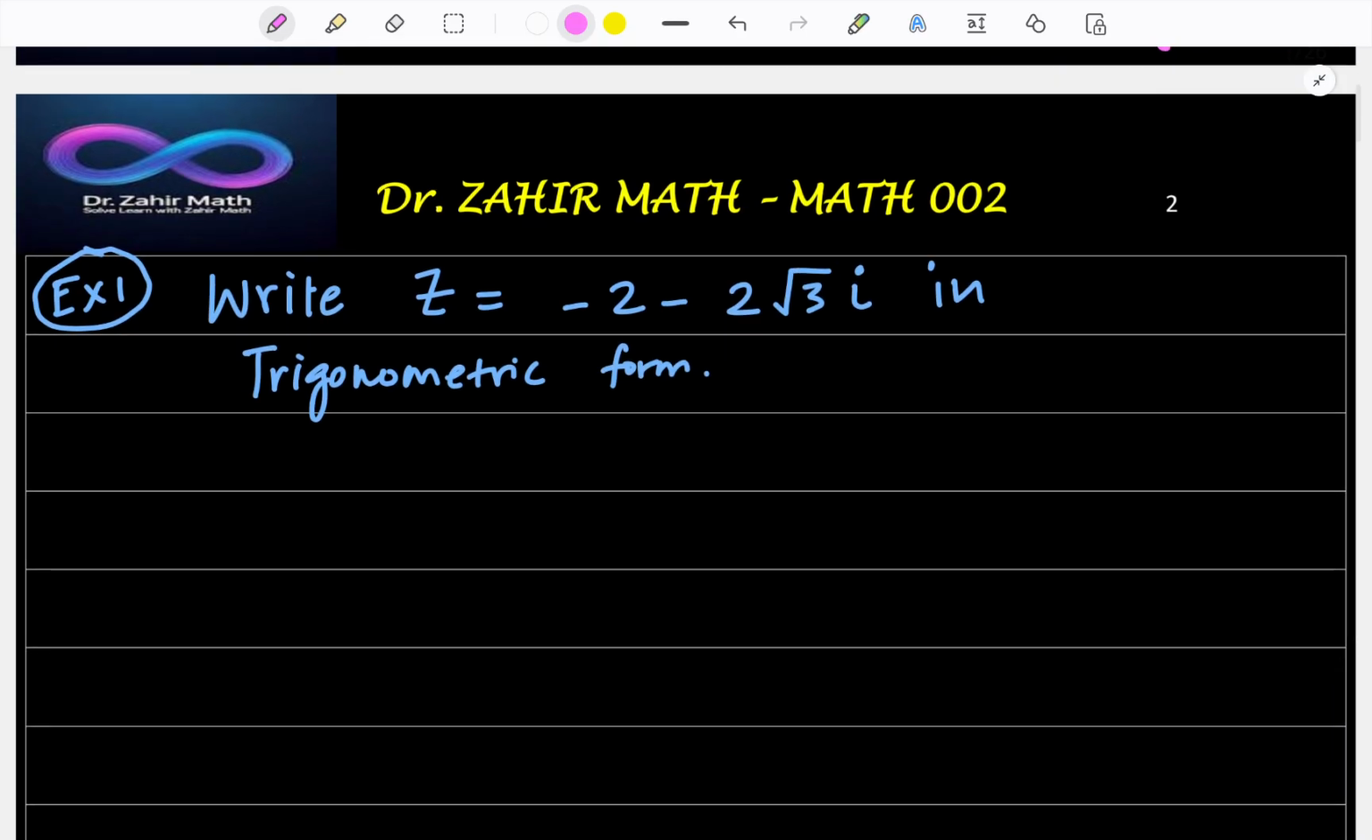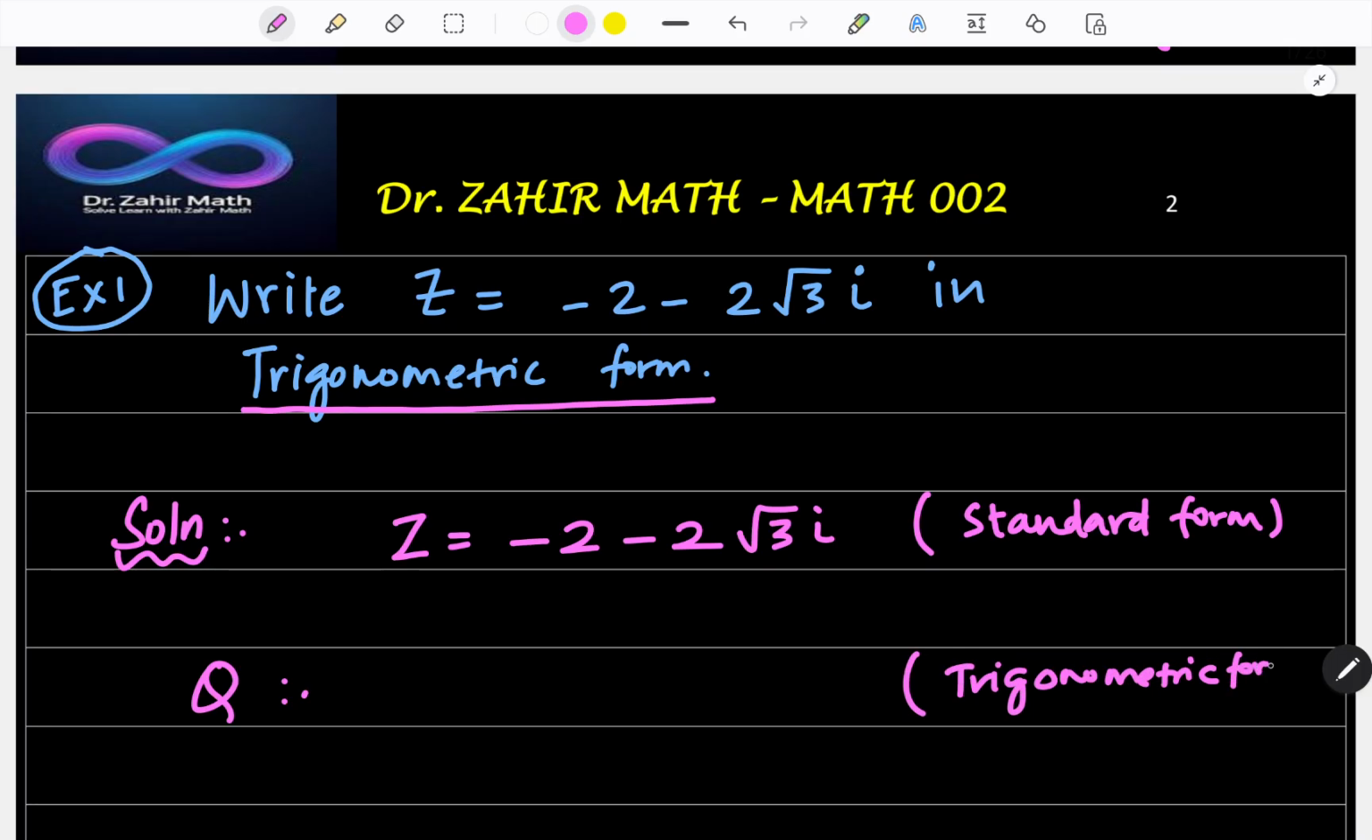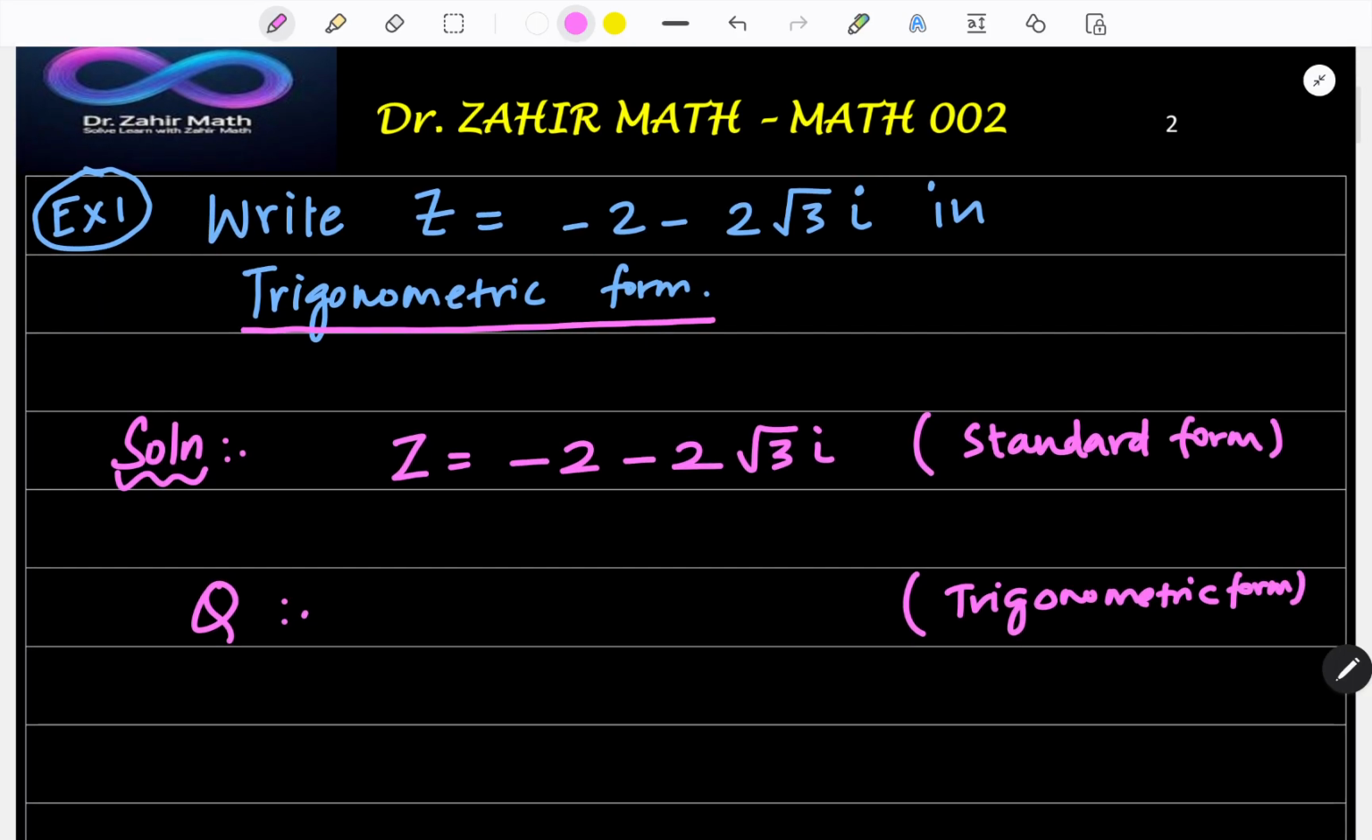The first question: write z equals minus 2 root 3 i in trigonometric form. So z is equal to minus 2 root 3 i. This is called standard form. So now what is the question? The question is you need to find the trigonometric form.